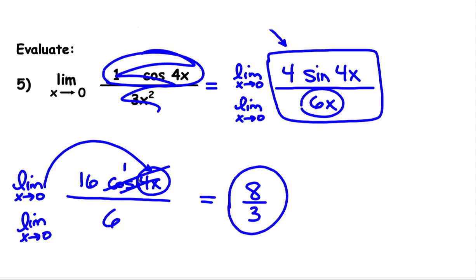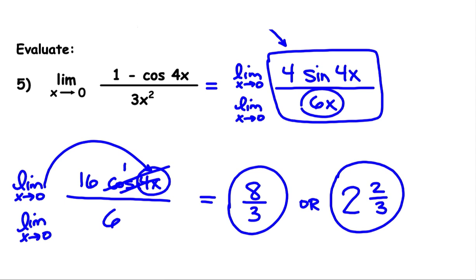Or 2 2/3. So evidently, if you graph that original black equation and you head towards 0, of course you can't be right at 0 because you'd be divided by 0, but if you get close to 0, the graph is going to get close to 2 2/3. Ooh, that's weird. I'm just curious. Let me try that out.